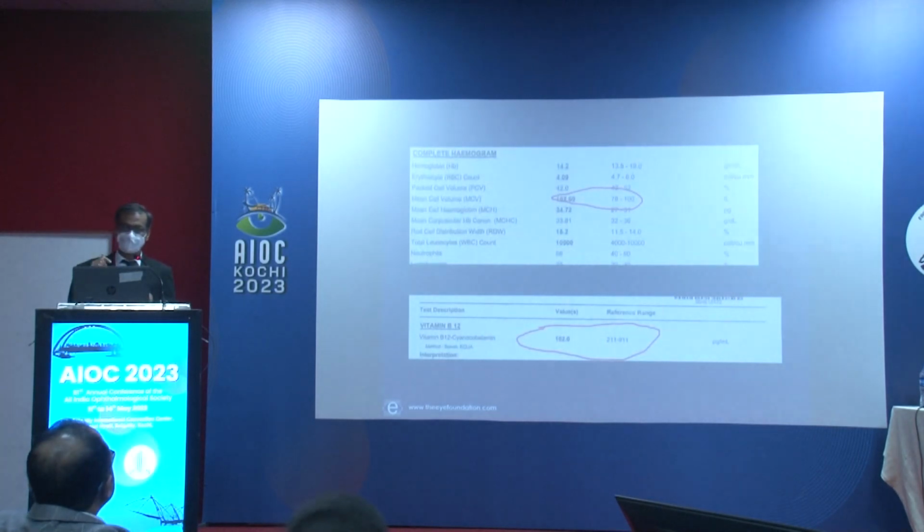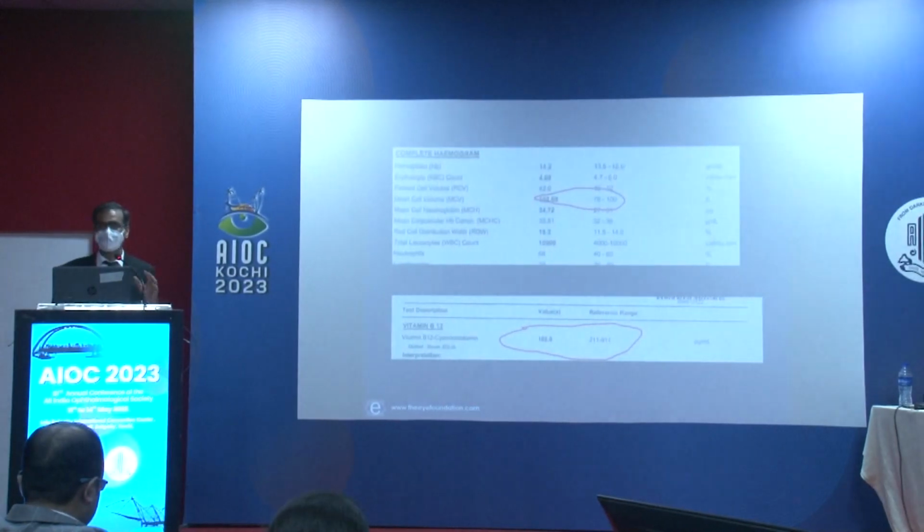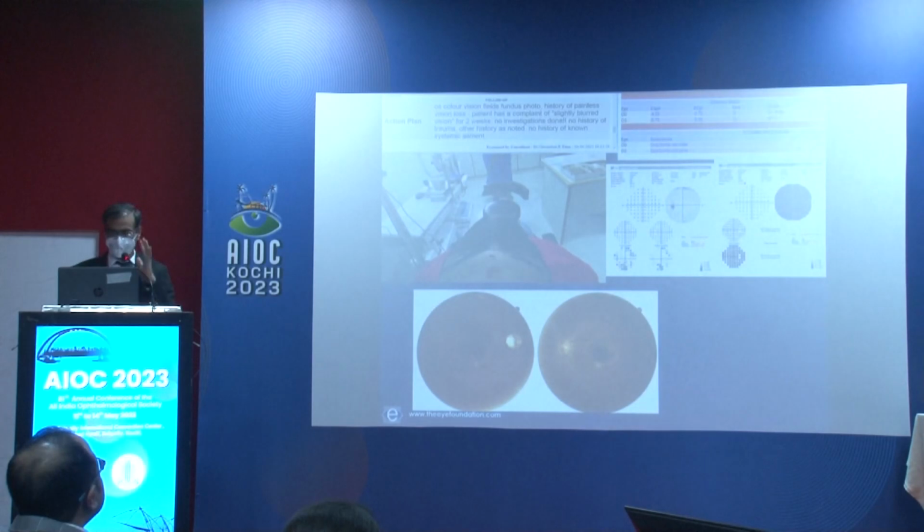Because B12 is given by injection, the patient may take some time taking the injection. If you give the folate tablets, the patient will consume that first. And because the oral absorption is unpredictable for B12, it is better to give the injection first and then give the folate. So always look for orbital signs.